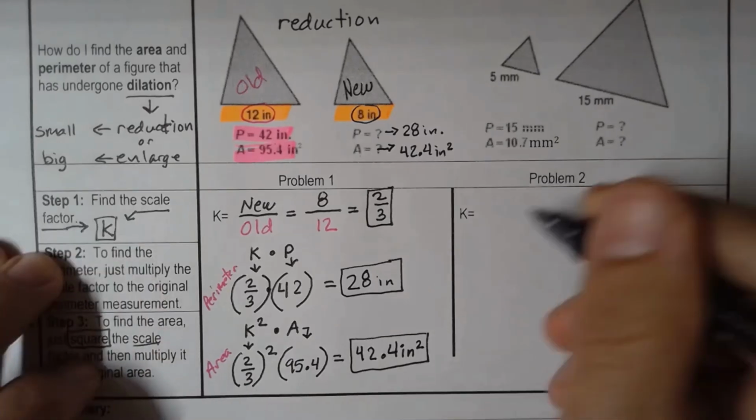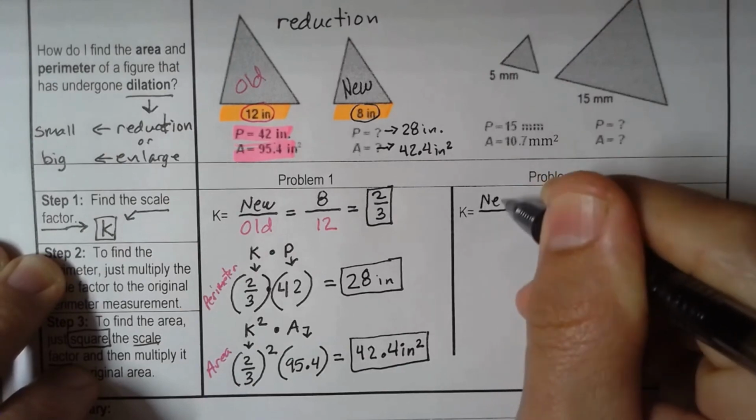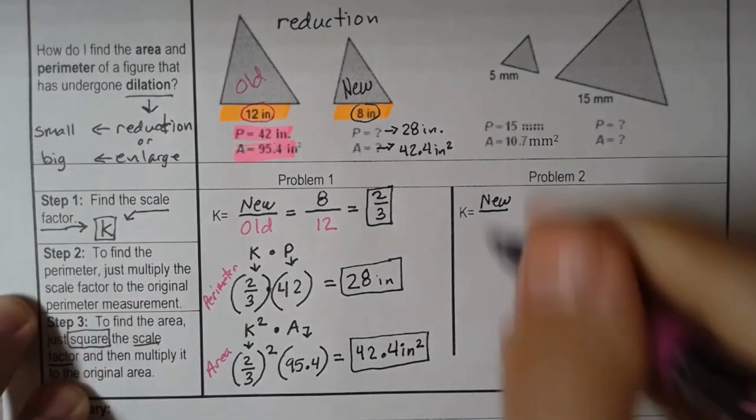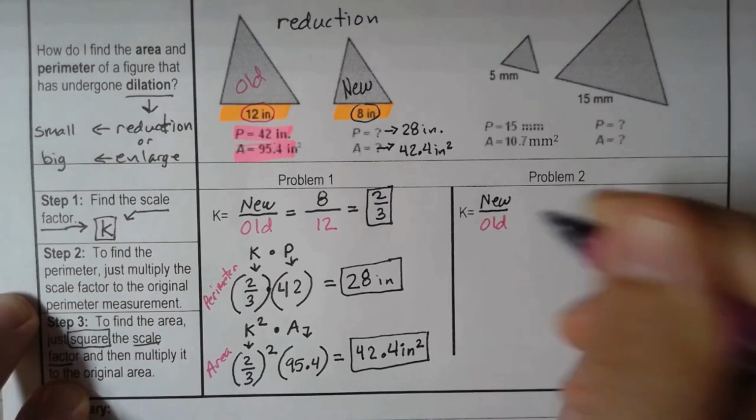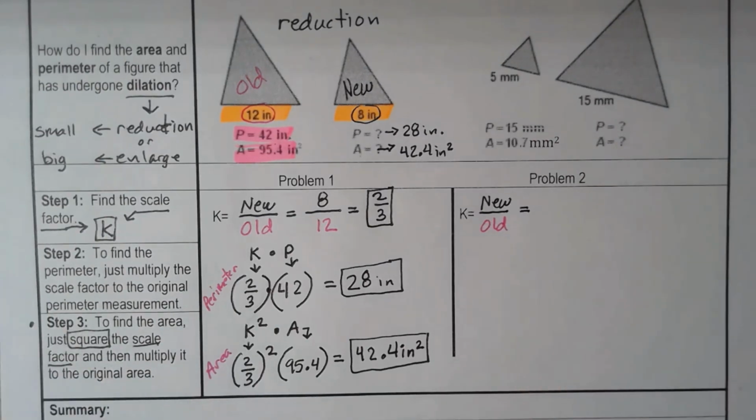The first thing we're going to do is find k. And remember, the way we find k is we want to get our new value and put that over our old value. So the first thing we need to do is figure out which one of these shapes is the new one and which one's the old one.